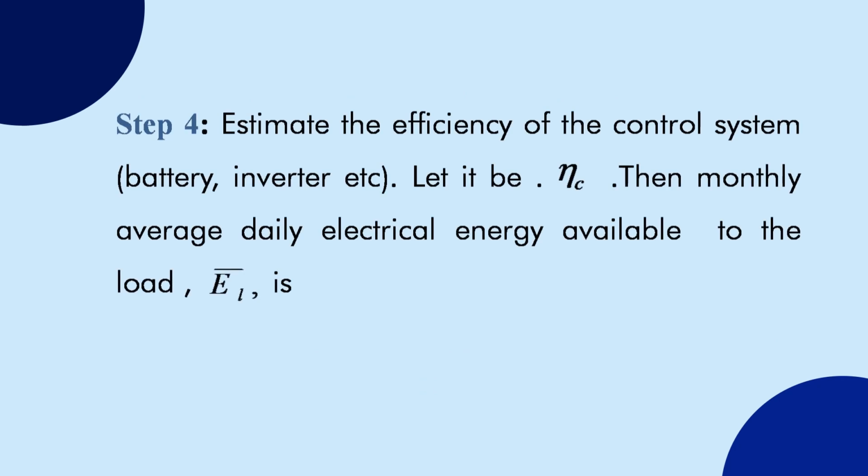Next step is to estimate the efficiency of this control system, that is the battery, inverter, etc. Let it be eta C. So the monthly average daily electrical energy available to the load can be written as E_L is equal to eta C times E. Now we will understand whatever we have discussed by giving one example.